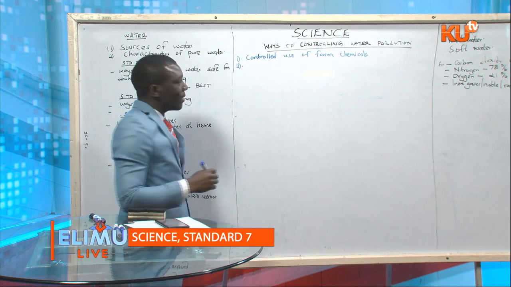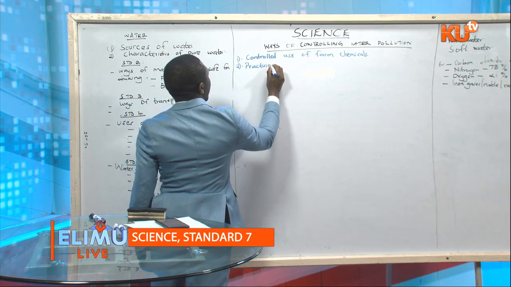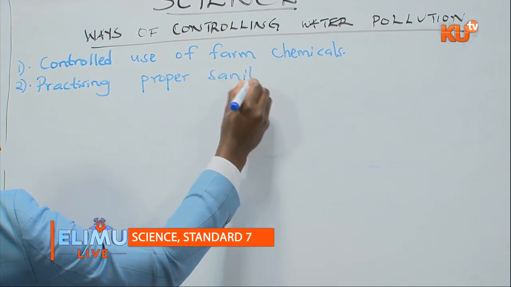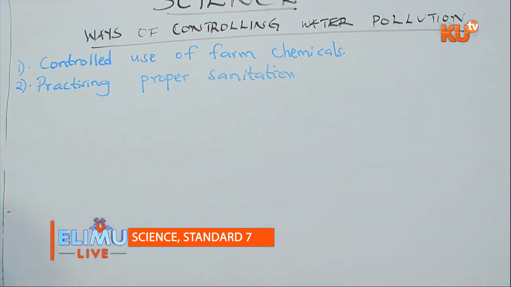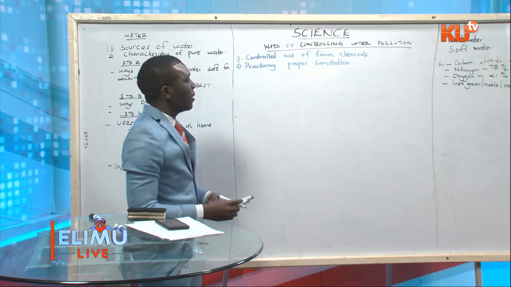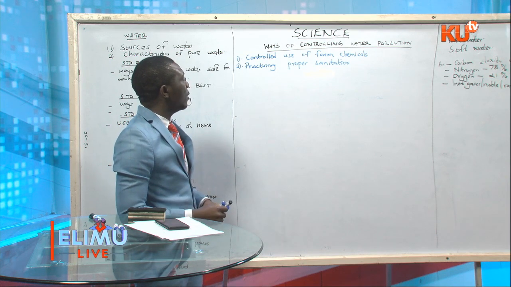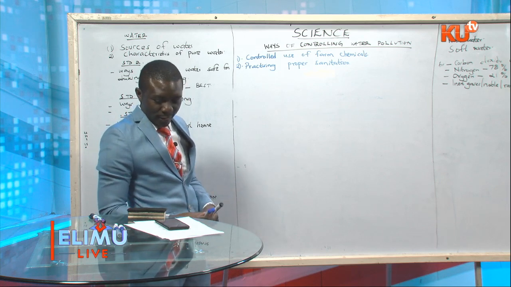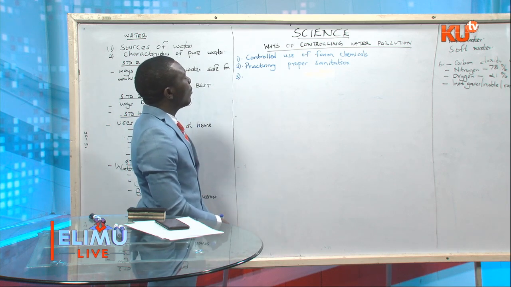Number two, another way of controlling water pollution is by practicing proper sanitation. In Standard 6, we are reminded that the best way of controlling waterborne diseases is by practicing proper sanitation or maintaining good hygiene. If you want to dispose of your feces, you know the right place to do what? Dispose it. If it is cultivation, you're not supposed to do what? To go and cultivate.